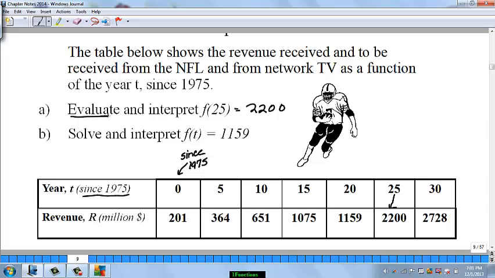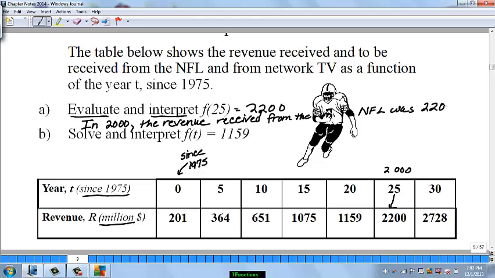Okay, that's great. I evaluated it. Now, if I say interpret, I want you to tell me what that means in words. And since it's 25, and this is 75, if I said 25 plus 75, I'm going to get 2000. So this is really the year 2000. So I can say in 2000, because that's what that year is, the revenue received from the NFL was, and remember this is in millions, $2,200 million.